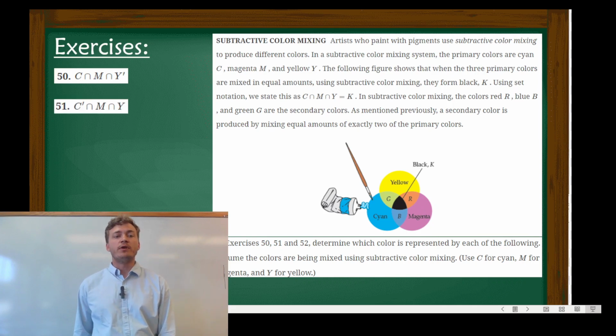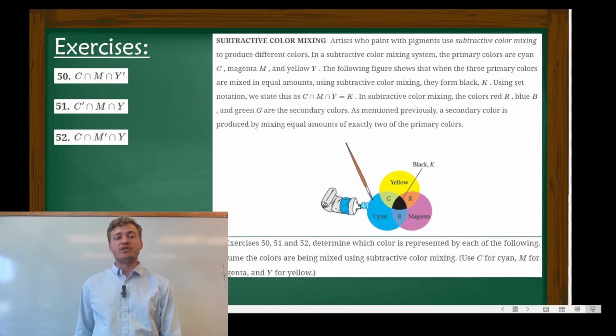Number 51, we do not want cyan. However, we want magenta to intersect with yellow. Looking at the illustration, where magenta and yellow intersect and where cyan does not is red. Number 51, red. Number 52 says to take cyan, not magenta, and yellow. Where cyan and yellow mix and magenta does not, we get the color green, denoted G.